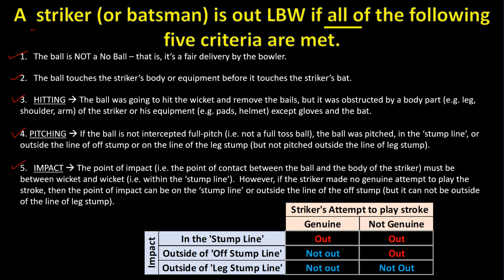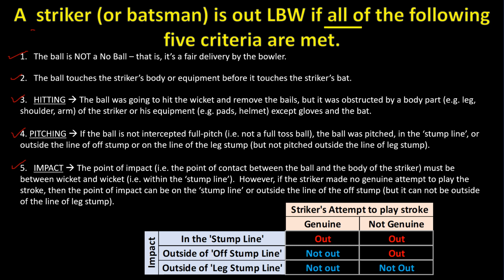The fifth condition is the impact condition. That is, the point of impact must be between the wicket and wicket, that is, within the stump line. However, if the striker made no genuine attempt to play the stroke, then the point of impact can be on the stump line or outside the line of off stump, but it cannot be outside the line of leg stump.